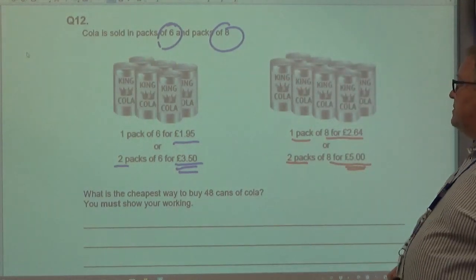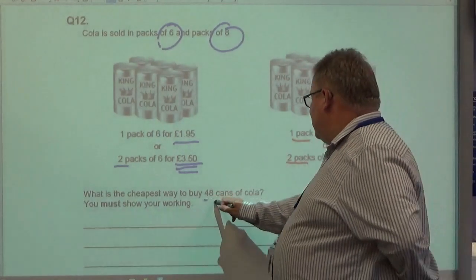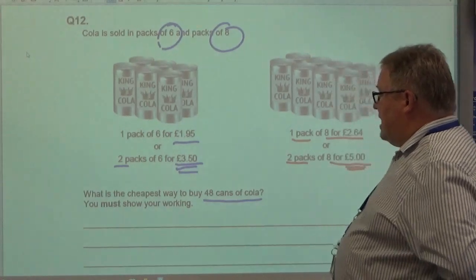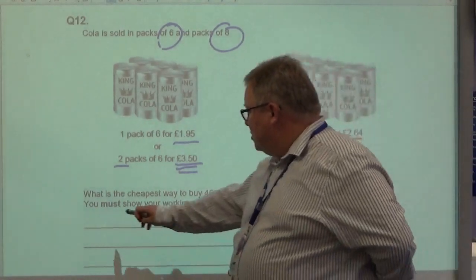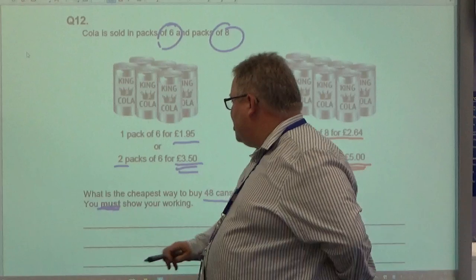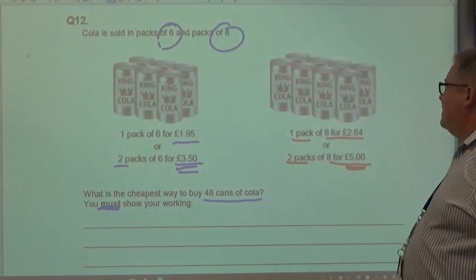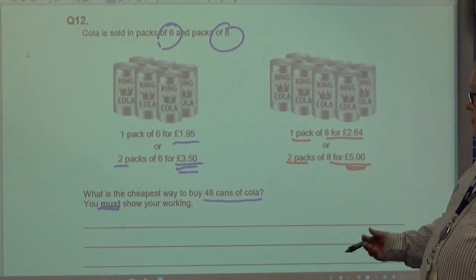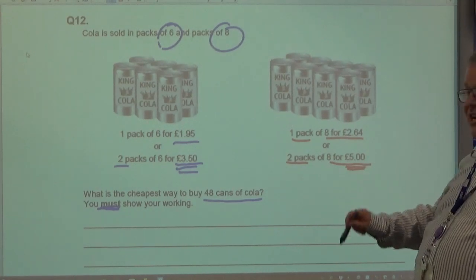So what's the cheapest way to buy 48 cans of cola? And you must show your working. That's in bold, so you can't just say, yeah, it's the 8 pack. You'll get no marks for that. But at the end, you must give an answer.